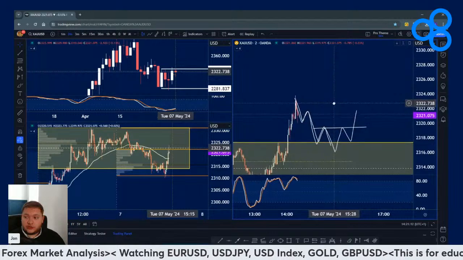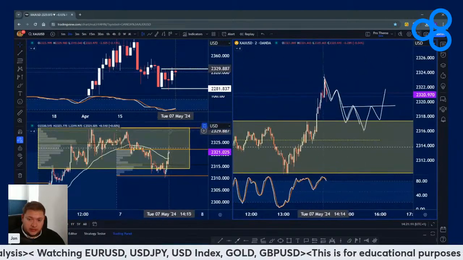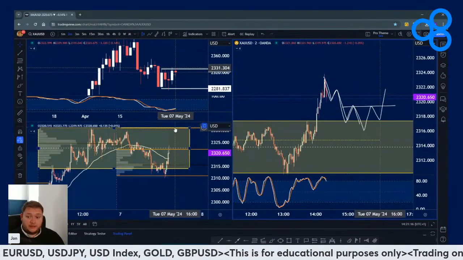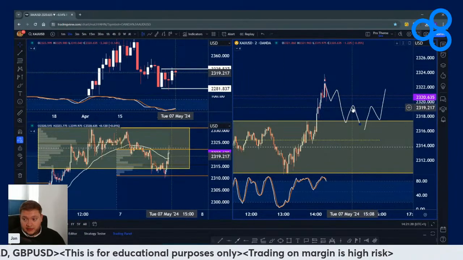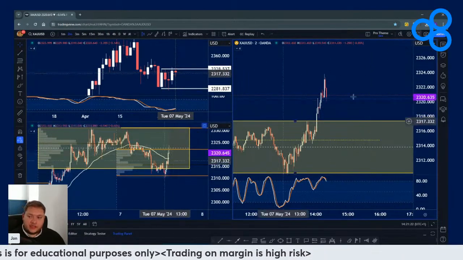And I'll be looking to try and potentially trade it up to the value area high, which is up there at that $2,331 area. So that's if you're going to scalp gold.